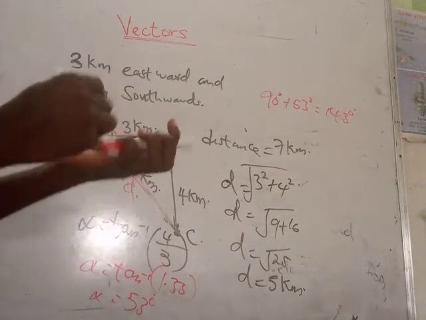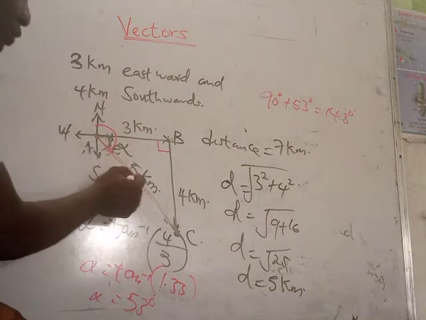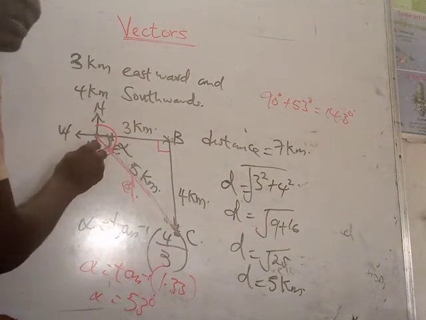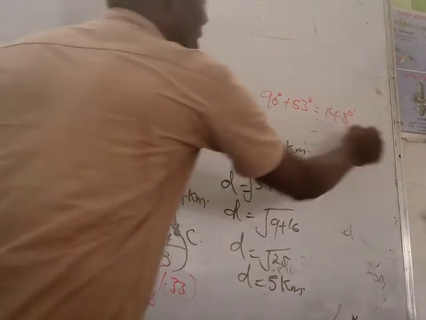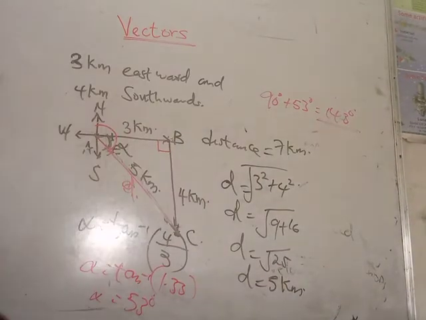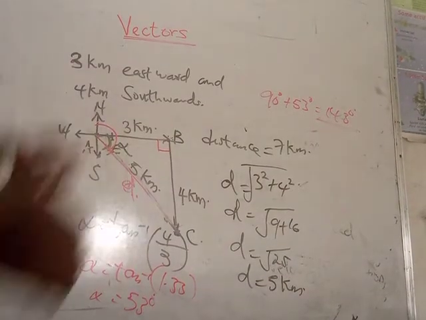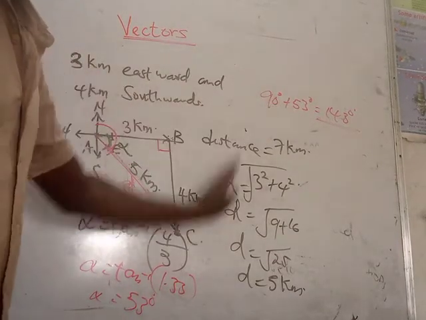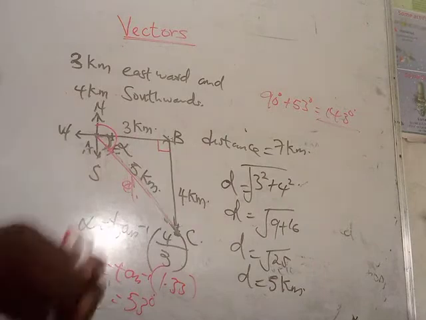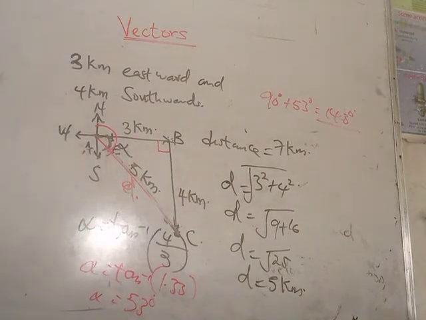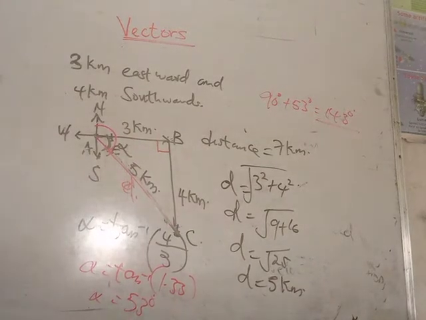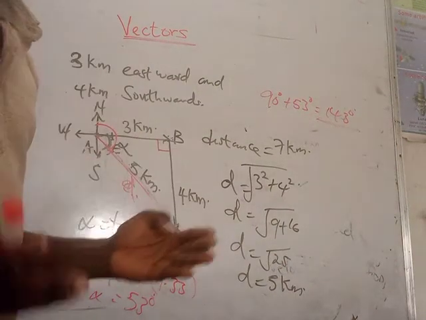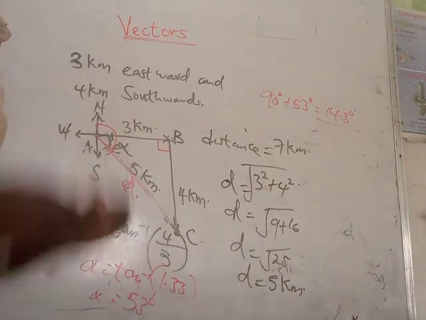So he has moved a displacement of 5 kilometers from his starting point at a bearing of 143 degrees. So that is his displacement. You can see that there is a difference between the displacement and the distance covered. So this example gives the difference between a vector and a scalar.